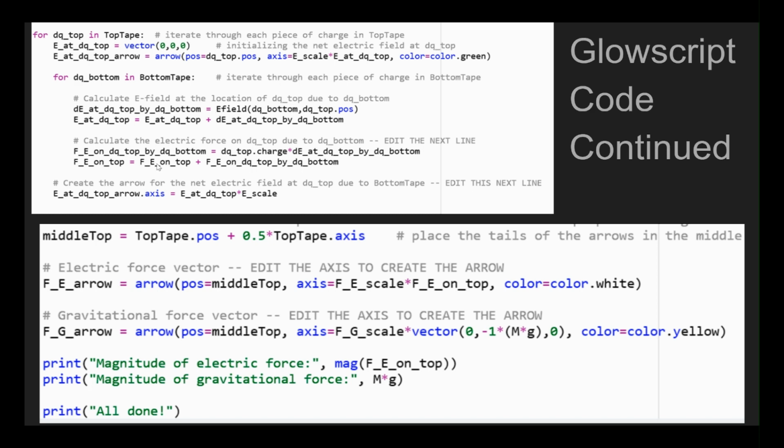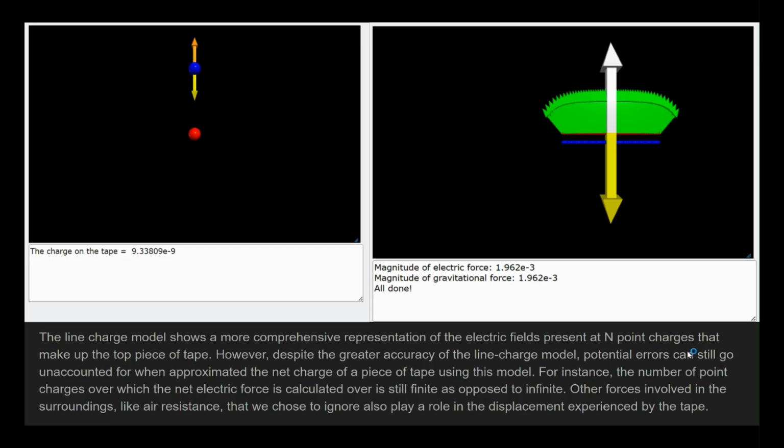and using that to ultimately calculate the overall net force experienced by the top piece of tape induced by the bottom piece of tape. And then finally, this last section of code was used to create an arrow that represented that net electric force, an arrow that represented the net gravitational force on the top piece of tape, and then print the magnitude of electric force as well as the magnitude of gravitational force calculated in the previous code.